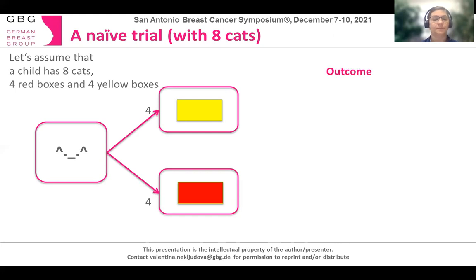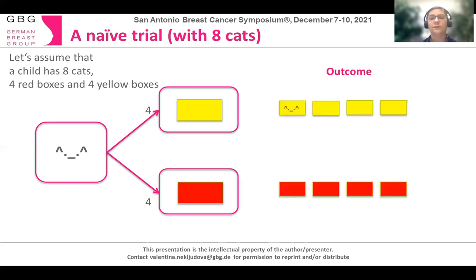Let's see. Yellow. The first cat goes in, the second one goes in, the third one ignores the box, the fourth one goes and sits in the box. Now the red. The first one likes the box, the second one doesn't, the third one likes the box very much, and the fourth has better things to do.